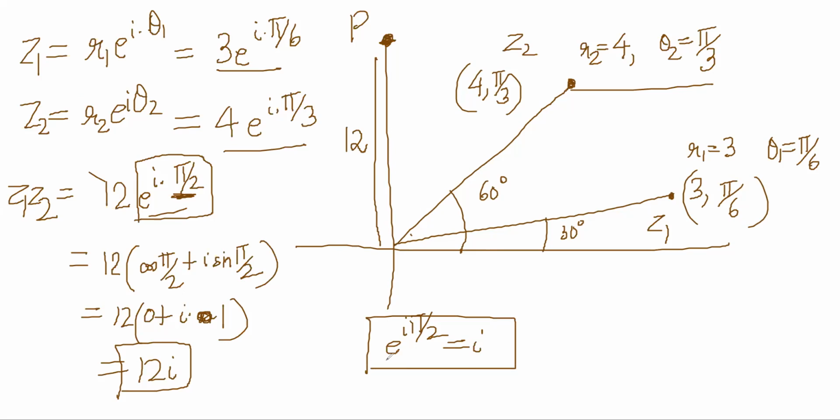Does it make sense? Yes, sir. e power i 0 would be 1. e power i pi would be minus 1. Yes, sir. Okay. So multiplication has a very nice meaning in complex numbers. It's rotation plus stretching. Multiplication is rotation plus scaling.